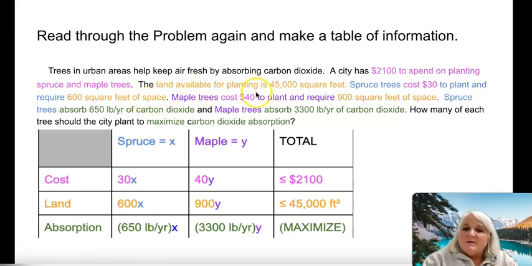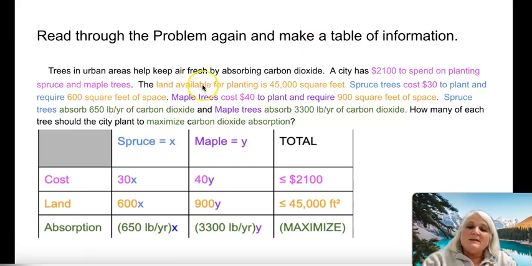The land available for planting is 45,000 square feet. So the area of the land is an important piece. It's creating a restriction, a boundary, which are part of my constraints. And then the spruce trees cost $30 to plant and require 600 square feet of space. So that's specific to the spruce trees, because remember the question said how many of each tree, so I need to know about each tree.